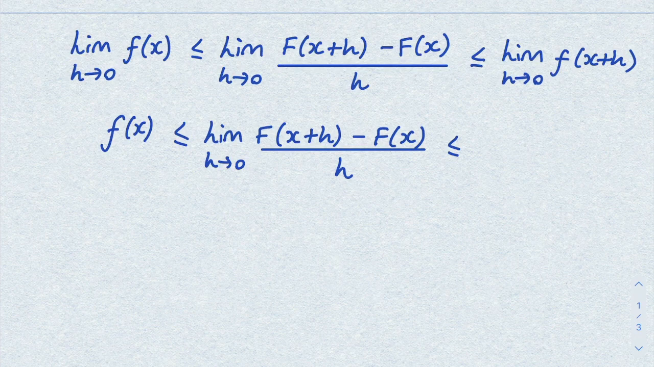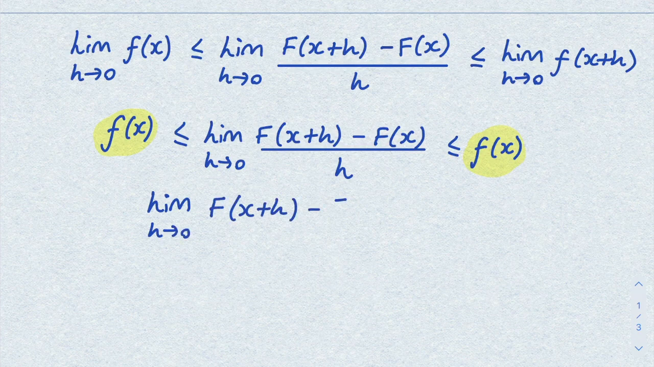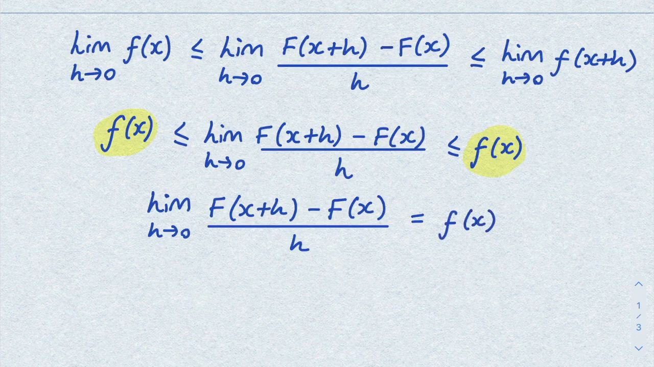The limit on the right hand side, so the limit as h tends to 0 of lowercase f of x plus h, will just become lowercase f of x. And now what you will notice is that our inequality has the same lower and upper bounds, which means that it's not an inequality anymore, we have an equation. So we've got the limit as h tends to 0 of uppercase F of x plus h minus uppercase F of x, divided by h, equals lowercase f of x.